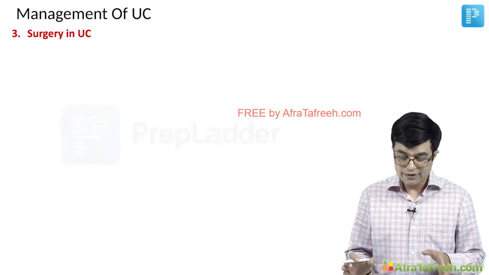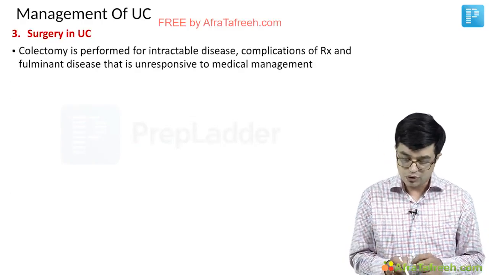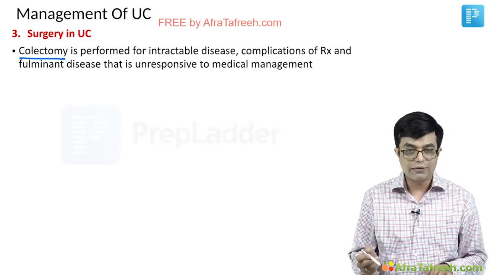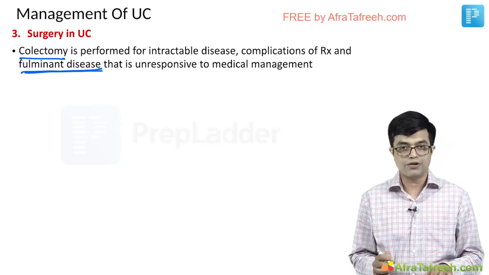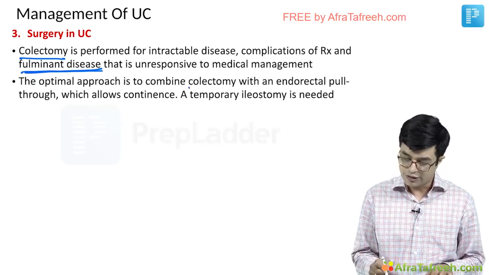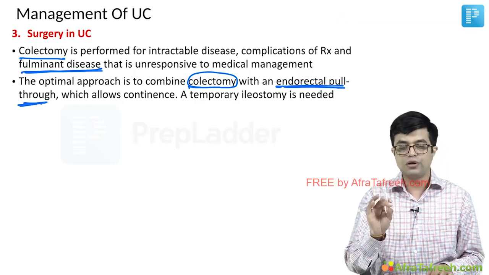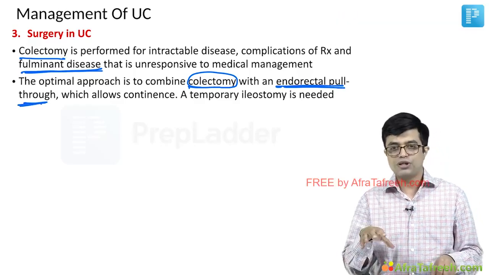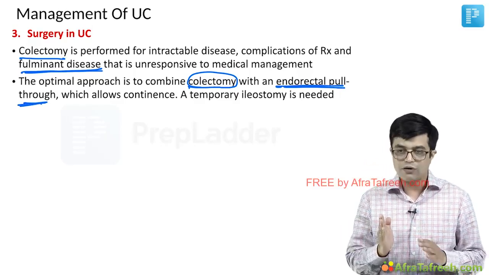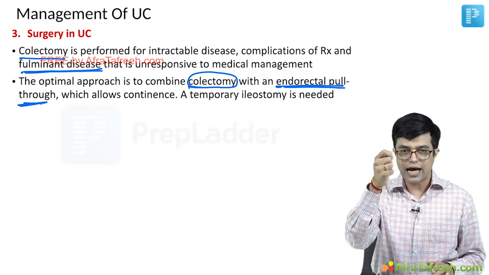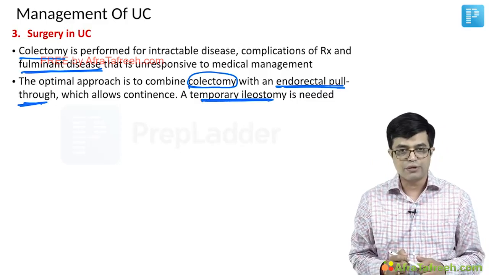Now, surgery plays a much more important role in ulcerative colitis compared to Crohn's disease. So, colectomy will be done for intractable disease, in case of any complication, or fulminant disease which is unresponsive to medical management. The best approach is to combine colectomy with an endorectal pull-through procedure which allows the child to remain continent. In this procedure the distal sleeve of rectum is left and we go from the inside. Endoluminal approach is taken and pull-through procedure is performed. A temporary ileostomy will be needed in some of these patients.